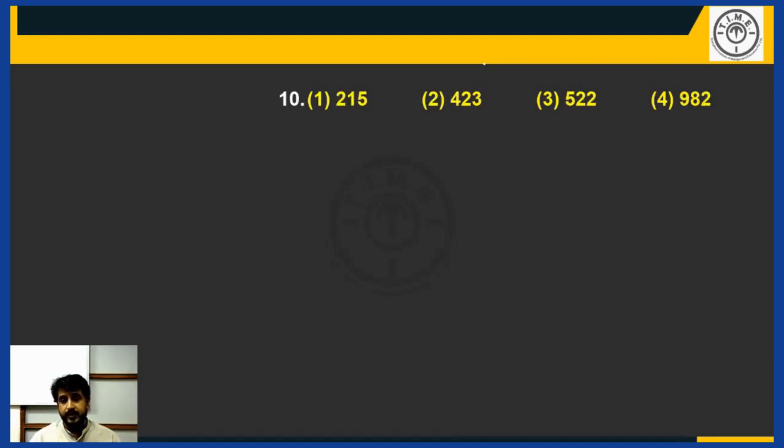215, 423, 522, 982. It is a tricky question. I will explain. 215, when you write in the reverse order, you will get 512. 423, when you write in the reverse order, you will get 324. 522 reverse order, 225. 982 reverse order, 289. Now are you able to recognize these numbers? 512 is 8 cube. 324 is 18 square. 225 is 15 square. 289 is 17 square.